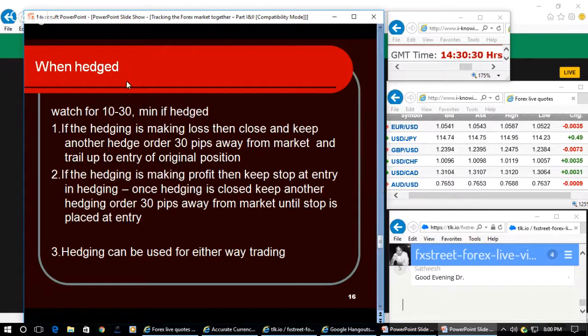In the event the position is hedged, you watch for about 10 to 30 minutes. And if the position is not making profit, by experience you will be able to understand that it is not going to show profit, and you can just book a small loss or keep the stop at entry and close it, or book a small profit of 1 or 2 pips and keep another hedge order 30 pips below. And once they start gaining the level again, bring it back to the original level. So this you have to do consistently. Only then will we be able to limit the risk.